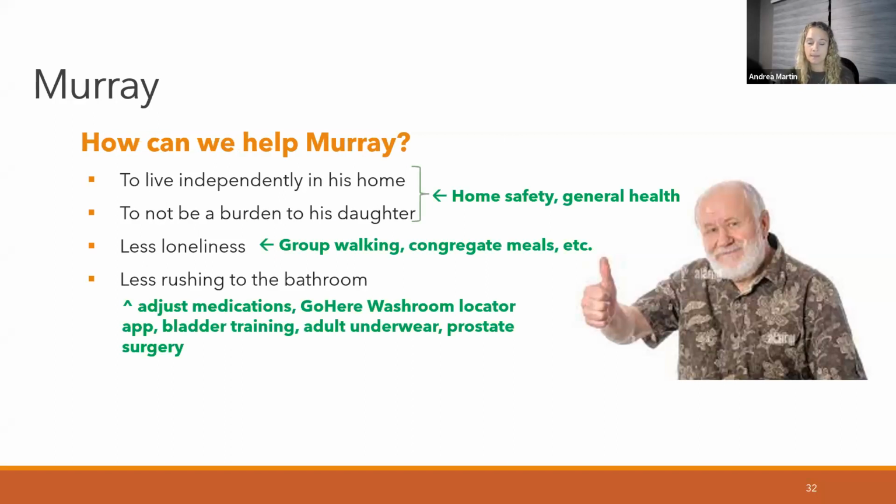That's amazing. So, I mean, if those are his problems, I have solutions for all of them. We could do a home safety assessment and improve his general health to address his independence and also make sure he's not worrying his daughter. He could take up some walking or congregate meals to help with that loneliness and get some social activity. I can think of a few medication assessments or the Go Here washroom locator app, maybe some bladder training, adult underwear, or maybe consideration for prostate surgery for that bathroom complaint.